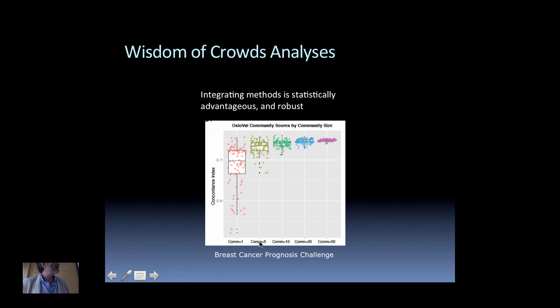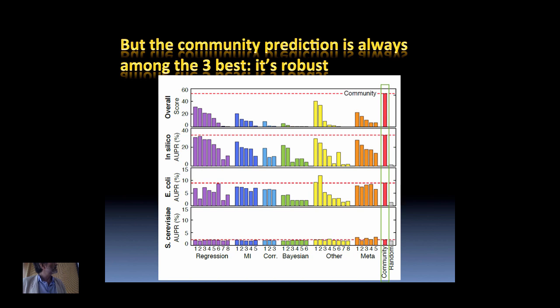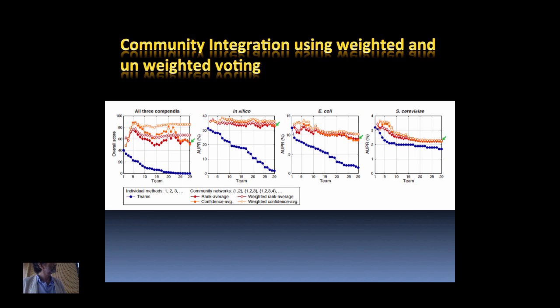Now, aggregate 5 and take at random 5 from here. You get the median that is better than the median of the individual. Aggregate 10 and you get the median that is better than the median of the 5. And in the end, you aggregate 50 and you see the variance has become much, much smaller at the maximum of possible predictability. So we discussed this before.